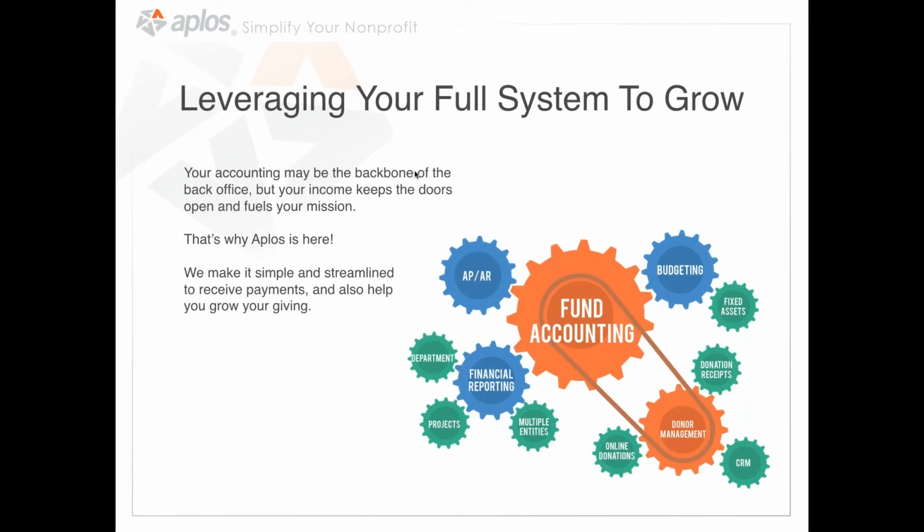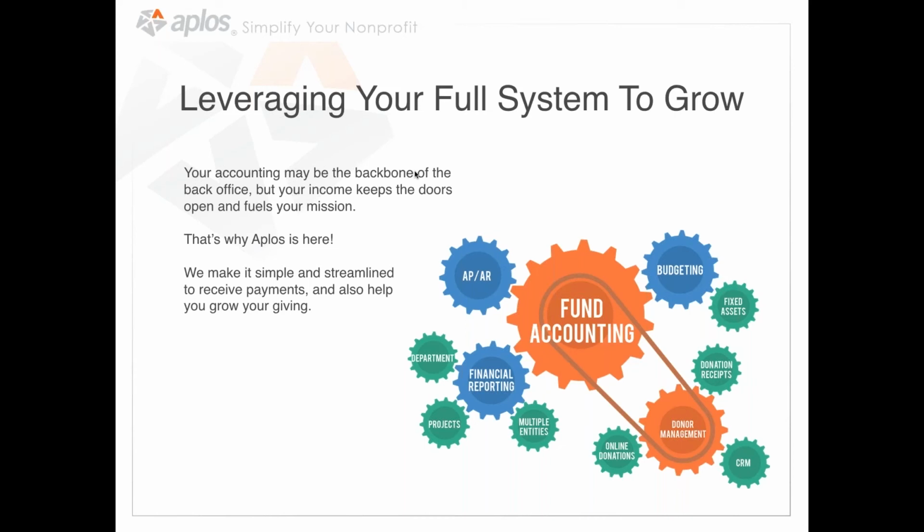Leveraging your full system to grow is something that not a lot of people do, but is super helpful. A lot of folks end up managing their back office suite as isolated things. So you've got your accounting, and then you also have your budget, and then you have your donor management over here. There are these independent systems, whereas you are one organization with lots of needs and lots of things to keep track of.